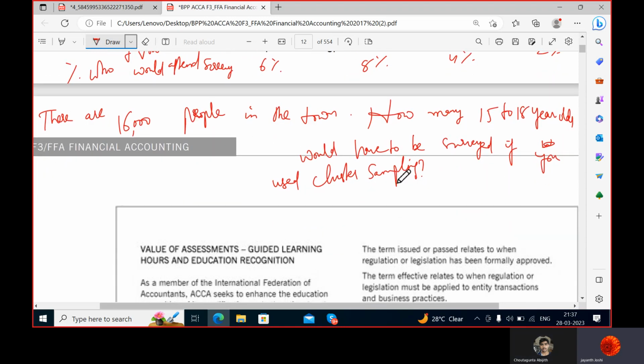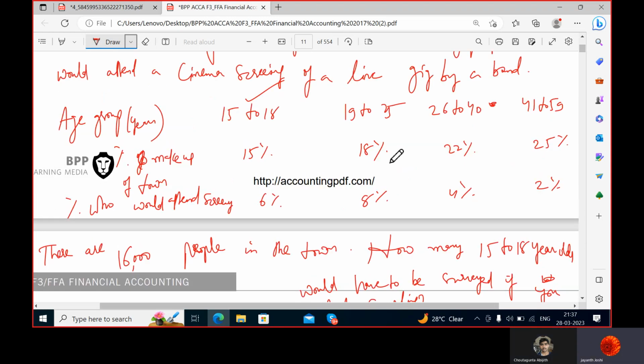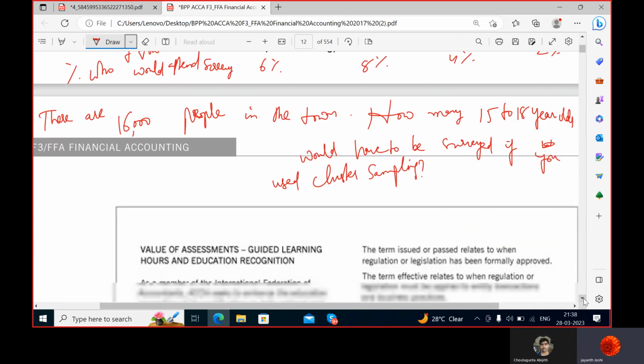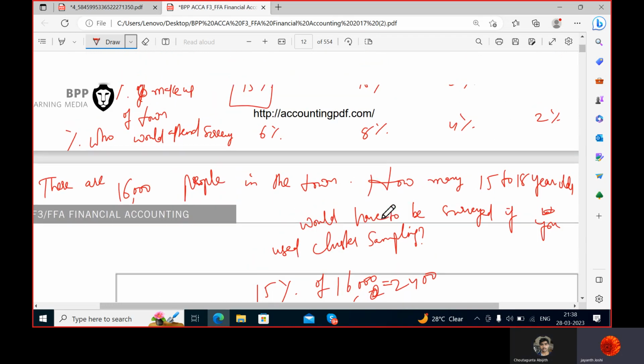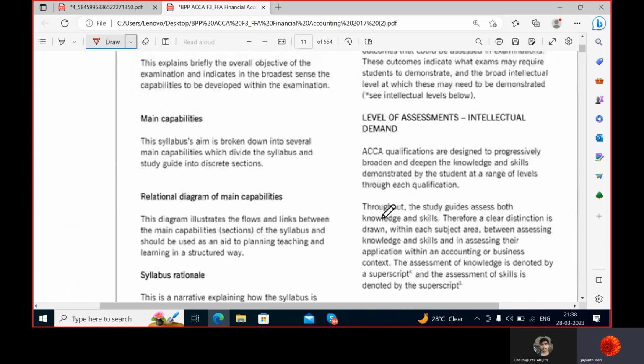So what will you do, Abhijit, in this case? We will take 15%. Am I right? See, there are 16,000 people in the town. How many 15 to 18-year-olds would have to be surveyed if you used cluster sampling? So we will take 15% of the population to be surveyed. We are not speaking about how many went for the screening. We are only saying how many we have to pick as a sample. So 15% of 16,000, that will be at least 2,400 people we will take as a sample to draw our conclusion. That's all. This is an example of cluster sampling. This one which I gave you was a general example of cluster sampling.